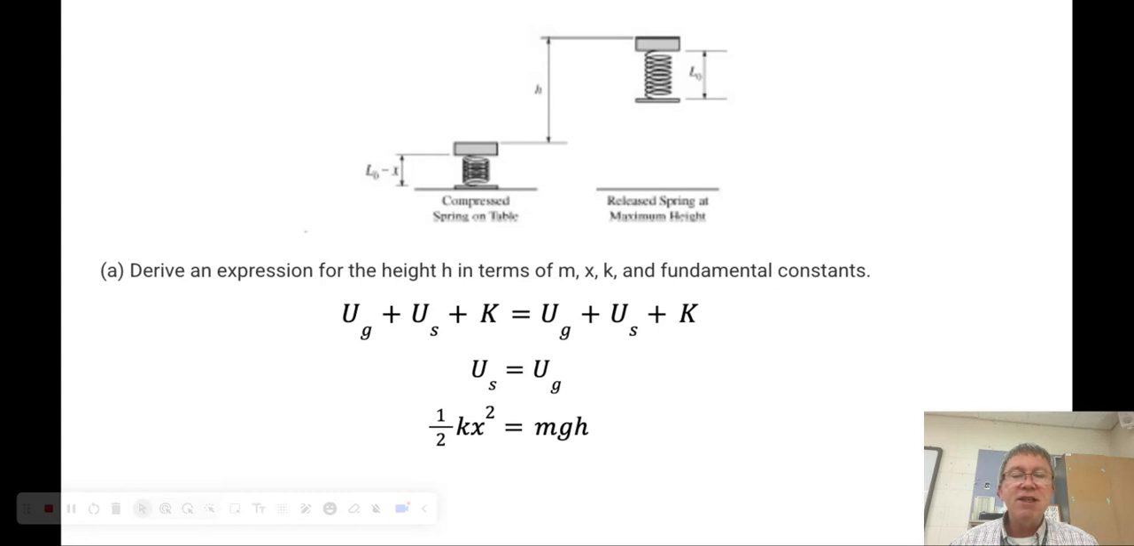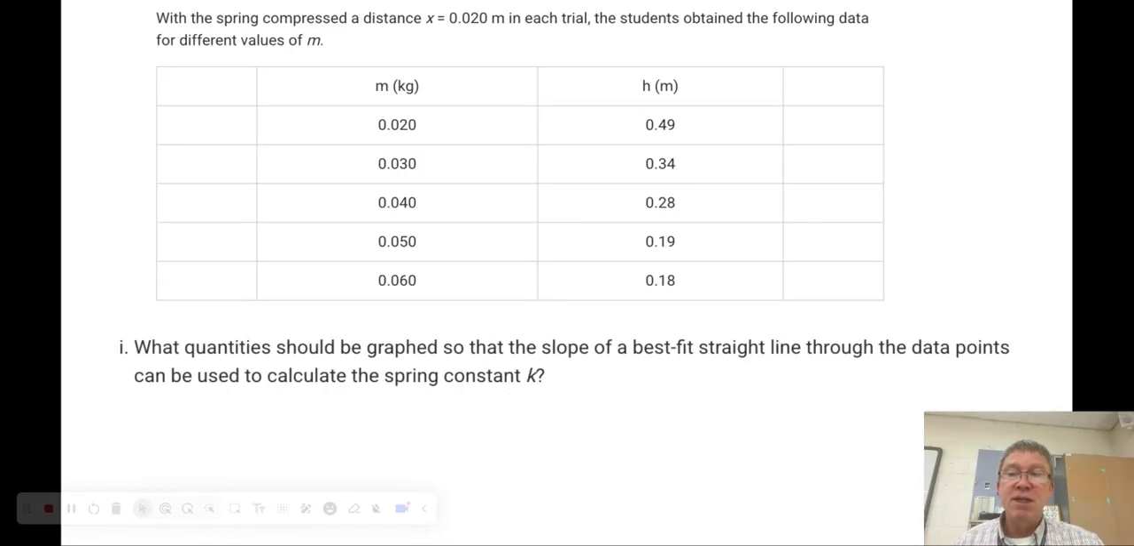Okay, now that I've got this, I'm just going to rearrange it in such a way that I'm expressing it as h is equal to, so that gives me h equals kx squared over 2mg. Now that I've got that, I'm ready to move forward to the next prompt. The next prompt says, with a spring compressed a given distance, in this case 0.02 in each trial, the students obtain the following data. I see one column is mass in kilograms, and the other is height in meters.